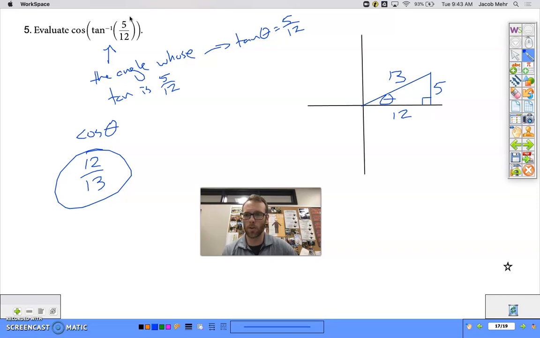So if you have the inverse on the inside, you can possibly use the unit circle if you have a ratio here that's already on it, like maybe a 1 or a √3, something like that. Or if you're not on the unit circle, draw out your triangle. Think about the arc tangent, arc sine, arc cosine as the angle whose tangent, sine, cosine is whatever. Use that to draw your triangle, and then find the trig function at that angle.